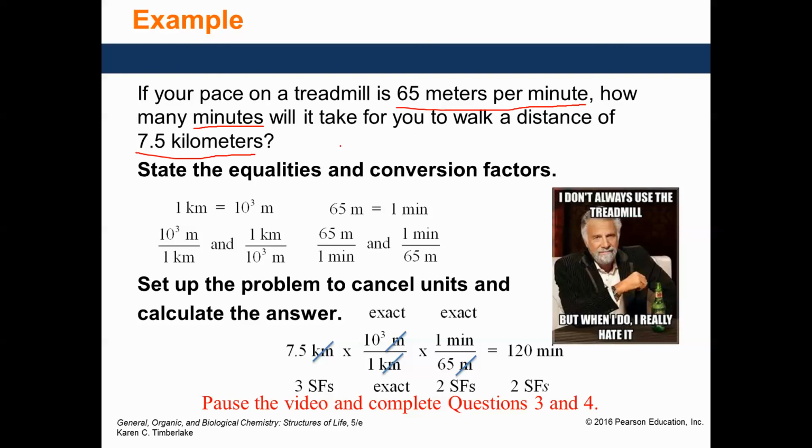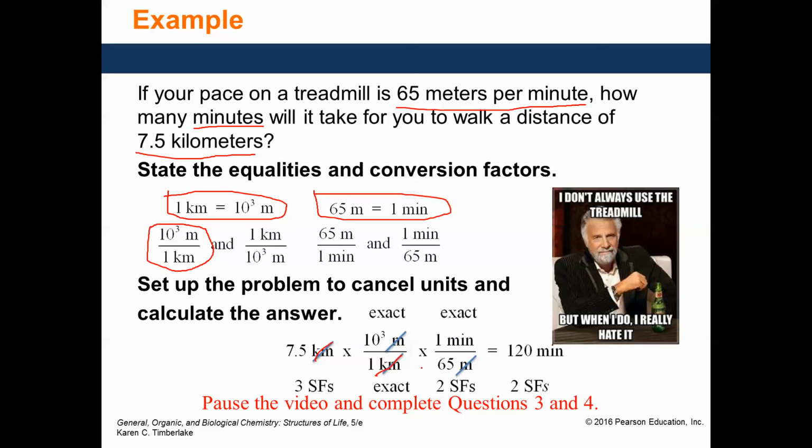So first we need to know our ratio between kilometers and meters, because we can see they're both mentioned in the problem. And 1 kilometer equals 10 to the third meters, or 1,000 meters. And our pace on the treadmill means that our relationship is that there's 65 meters for every 1 minute. This is given in the problem. So we're going to start out with our 7.5 kilometers. And we need to figure out which one of these conversions to use right here. And we're going to pick the one that puts the kilometers on the bottom, so they'll cancel out the kilometers in our starting number. So bam, and bam, those cancel out.